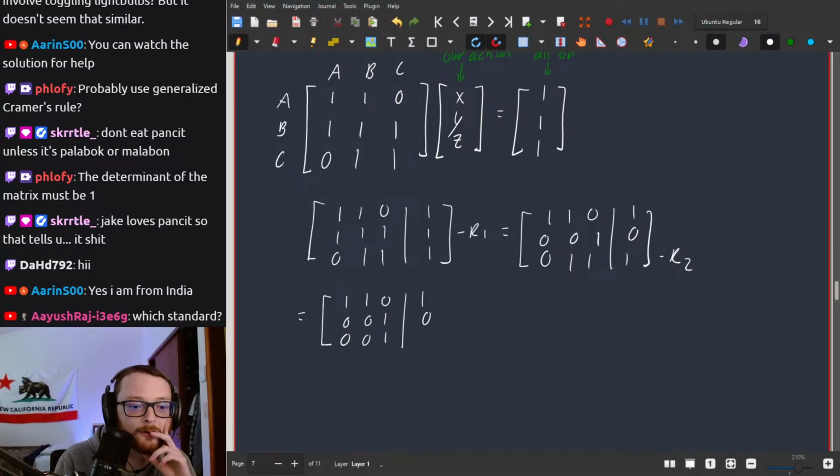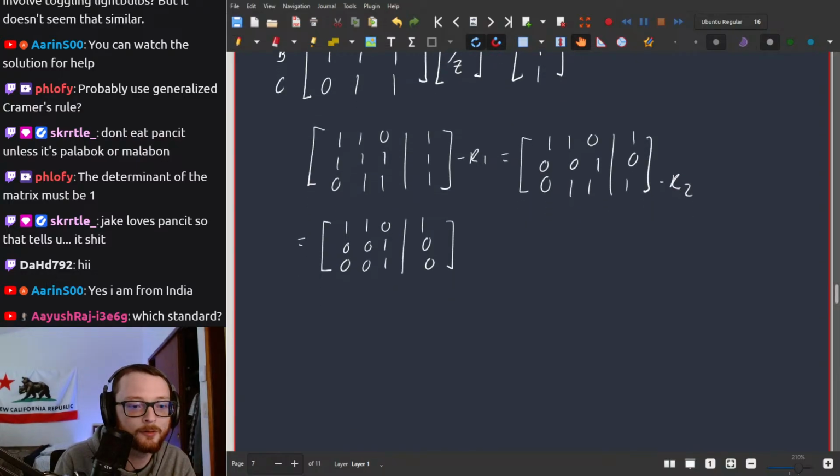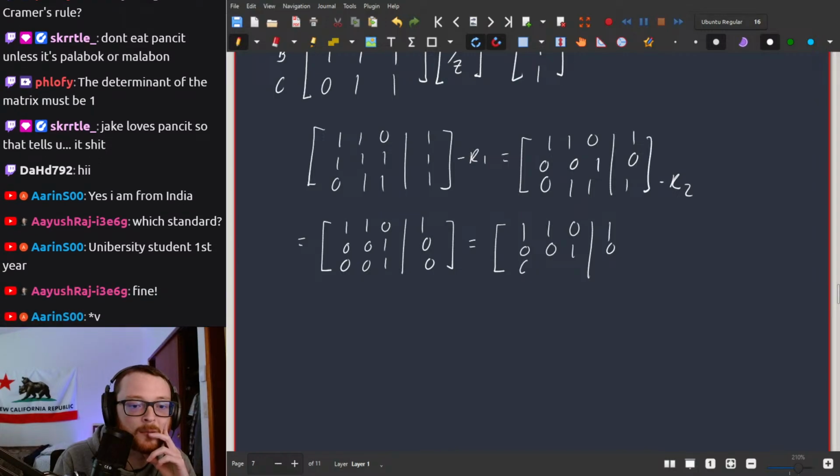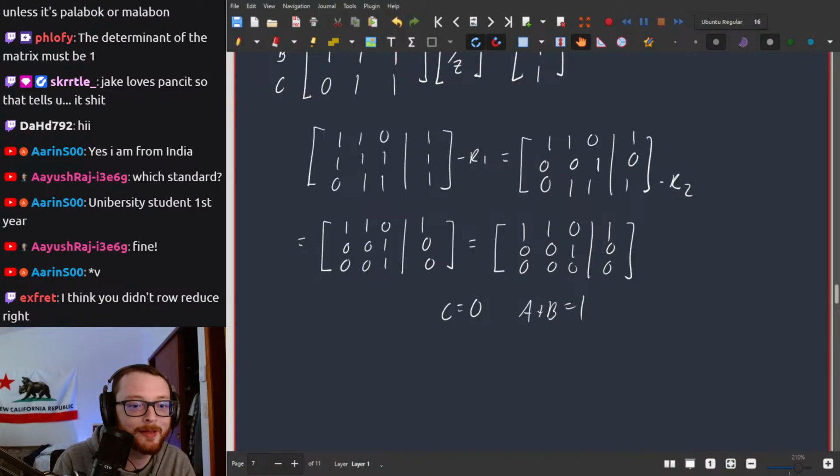Zero, 1, 0. Actually, this is a good thing if we're getting free variables, right? Because that means we can find the type of solution that we want. Maybe. So from this we're getting, I guess I'll call it C is always 0. And then A plus B is 1.